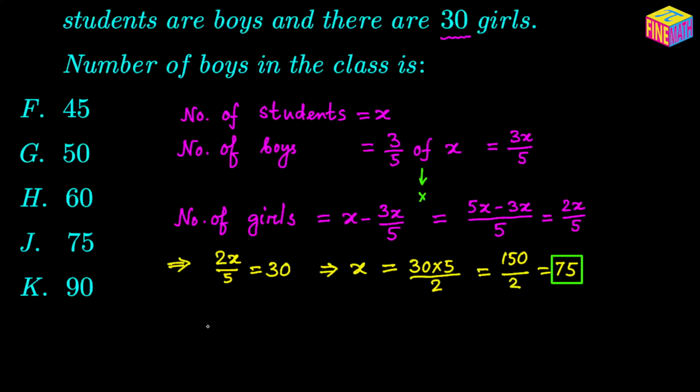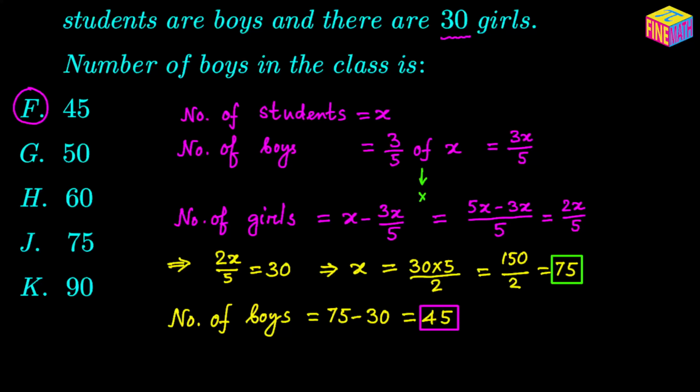that would be 75. So now that we know the total number of students in the class, which is 75, and also in the question we have been given that there are 30 girls in the class, so the number of boys would be 75 minus 30, and that would be equal to 45. So we have 45 boys in the class. And if you look at our answer options, we have 45 as option F. So that is the correct answer here.